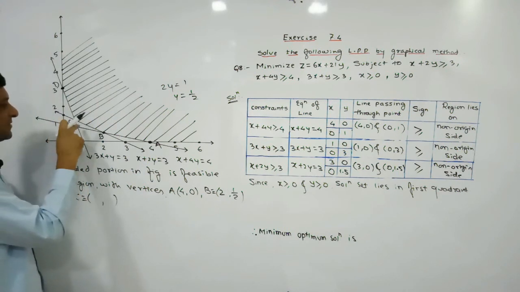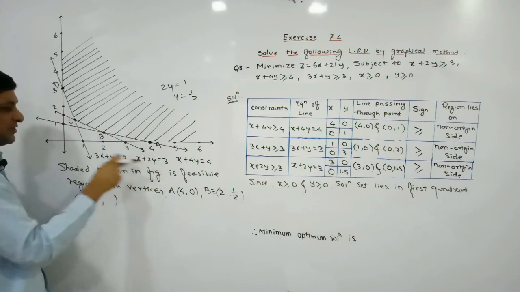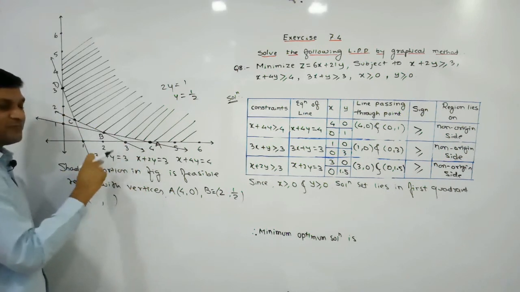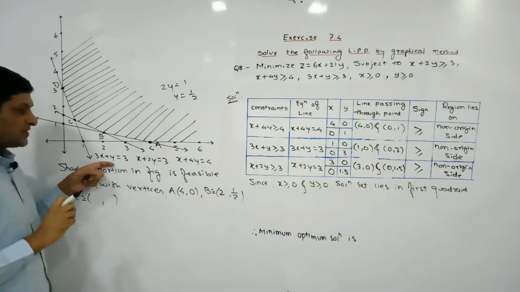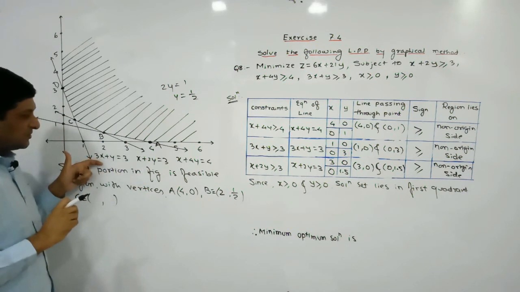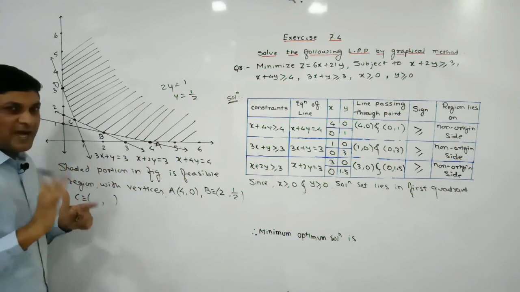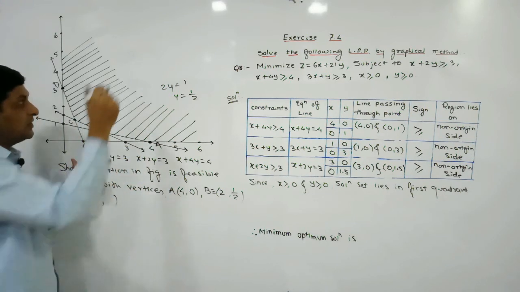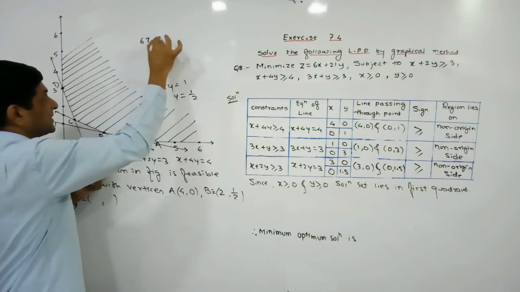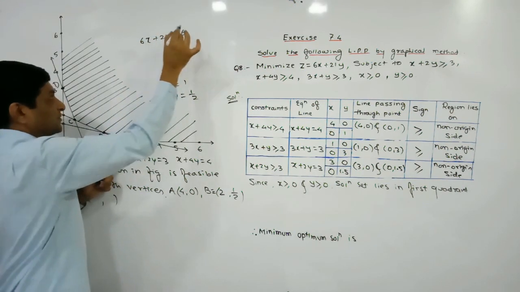Now C is the point of intersection of these two lines. To find the coordinates of the point of intersection, we have to solve these two equations simultaneously. Here the coefficients of x and y are not the same. To make them the same, I am multiplying the first equation by 2. So here we will get 6x plus 2y, and on this side also we will get 6.